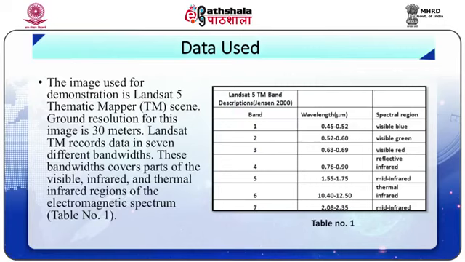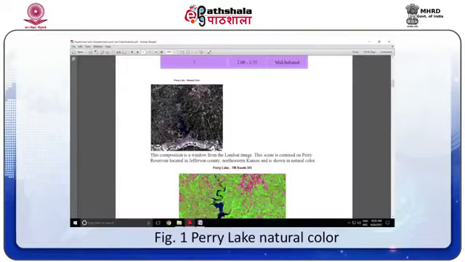The image used in this demonstration is a Landsat 5 Thematic Mapper scene. Ground resolution for this image is 30 meters. Landsat TM records the data in 7 different bandwidths. These bandwidths cover part of the visible, infrared and thermal infrared regions of the electromagnetic spectrum, as shown in table number 1. This composition window is a window from the Landsat image.